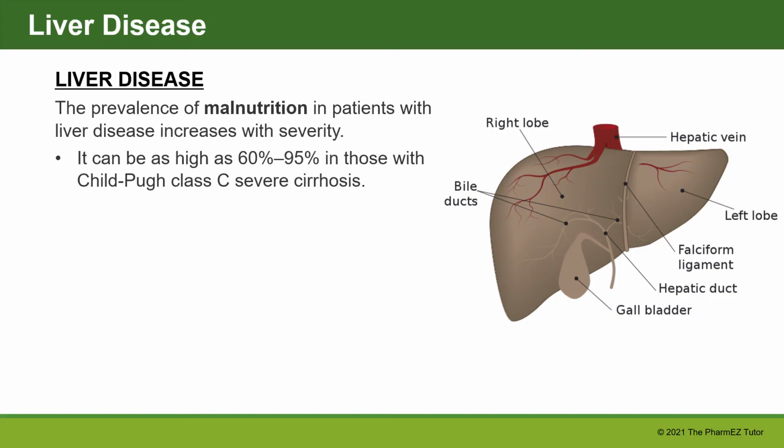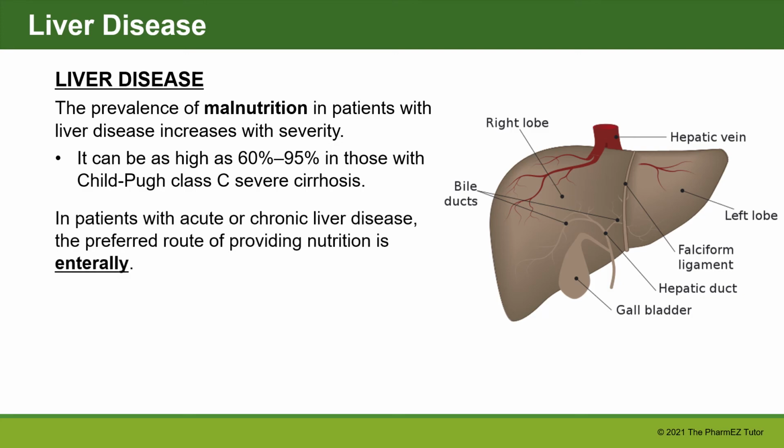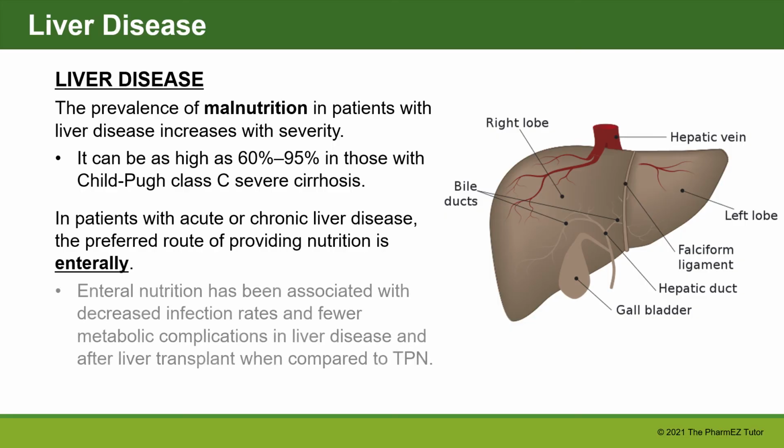Liver disease. The prevalence of malnutrition in patients with liver disease increases with severity. It can be as high as 60 to 95% in those with Child-Pugh Class C severe cirrhosis. In patients with acute or chronic liver disease, the preferred route of providing nutrition is enterally. Enteral nutrition has been associated with decreased infection rates and fewer metabolic complications in liver disease and after liver transplant when compared to TPN.